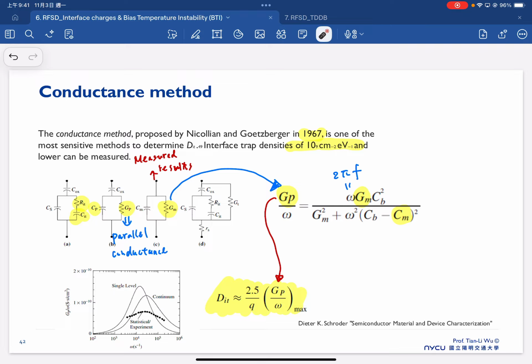Then we will start to illustrate how, step by step, we calculate by using the conductance method to convert to the interface state density. Because you can see now the DIT here is related to the parallel conductance, but also related to the omega, which is proportional to the frequency. So therefore, the DIT must have a certain frequency dependency. If you have a different frequency, you might see a different conductance and a different peak.